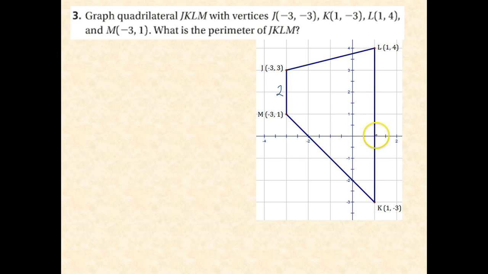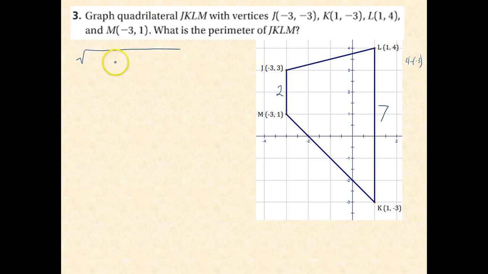We can use the ruler postulate on this one too. Notice the x values are the same. 4 minus negative 3 is 4 plus 3, so that is 7 units. We're going to have to use the distance formula for these two because they're not straight up and down or horizontal.